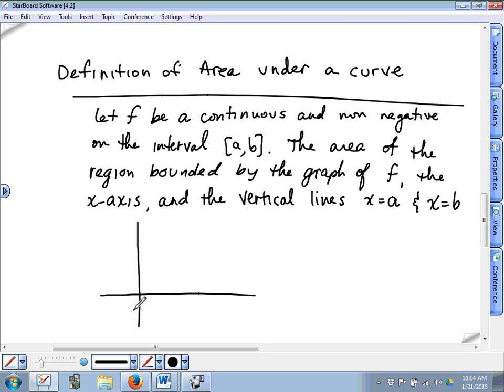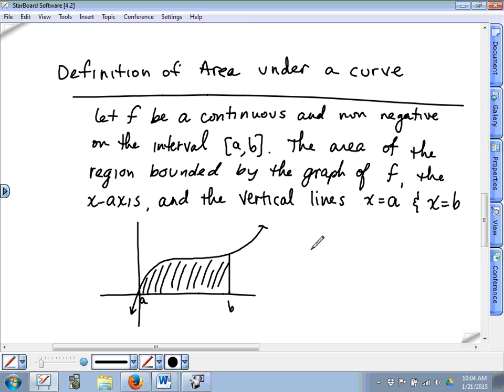Let's just draw a quick picture so you understand what this is even talking about. So we're trying to find this area, right? Here we have the function f. We have two vertical lines between a and b, x equals a, x equals b. So we're trying to find the region bounded by the graph, the x-axis, and those two vertical lines. That's all that's saying. You with me now?